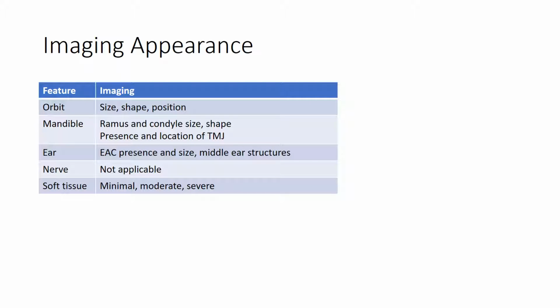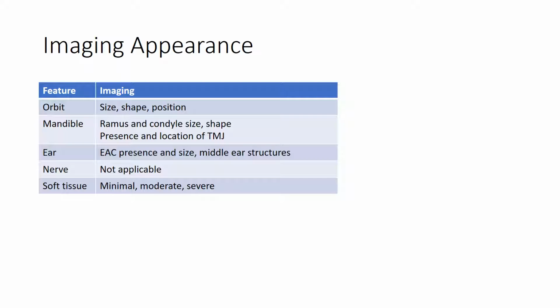I'll break it down even further and just say that when it comes to writing a report for one of these cases, I would just comment on the size and shape of the orbit as well as the position of the orbit. For the mandible, I would discuss the appearance of the ramus and the condyle with regards to its size and shape, and I would mention the presence and location of the TMJ, and of course whether or not there is a functioning articulation or the appearance of an articulation.